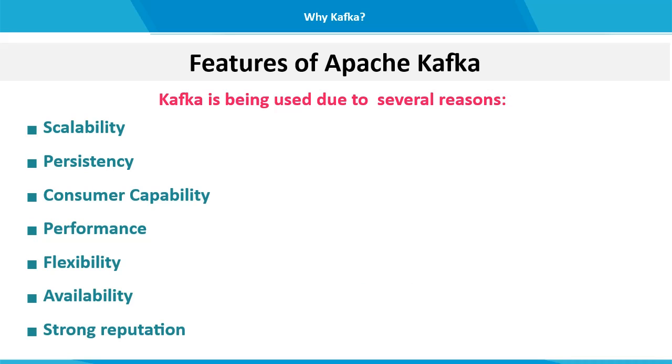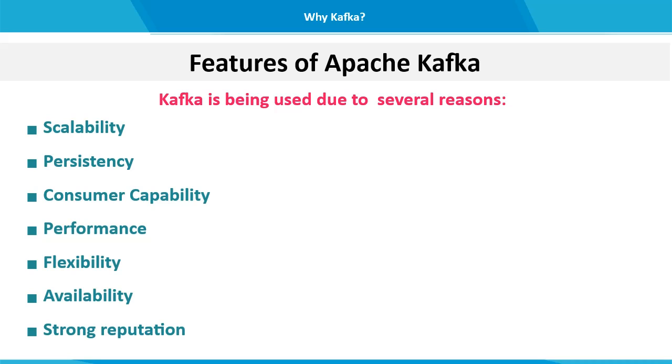Kafka was originally developed by LinkedIn to track website activities. Kafka is generally deployed for building real-time data pipelines and streaming apps. Kafka is being used due to several reasons. First reason is scalability. Scalability is nothing but the number of messages sent per second in the system. Kafka can send millions of messages in a second.